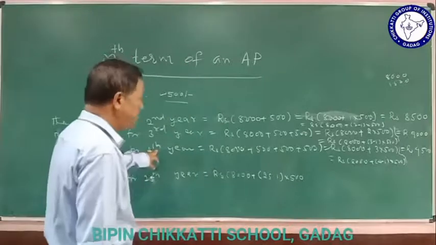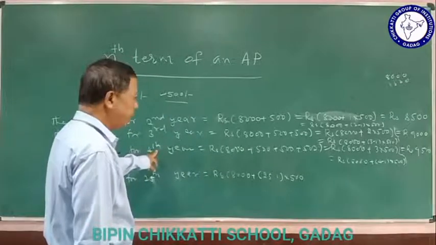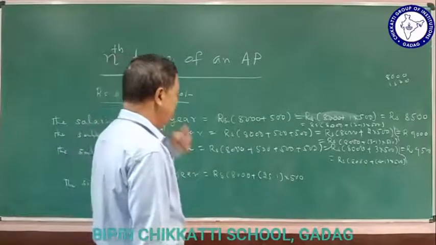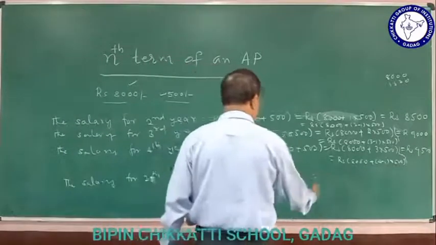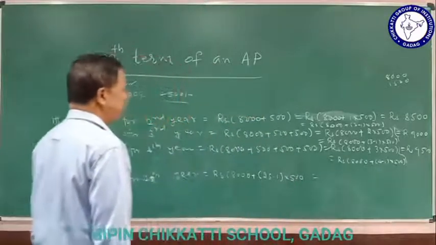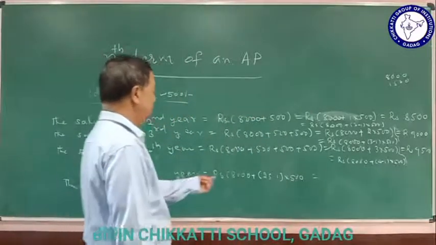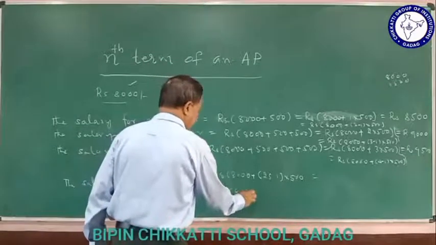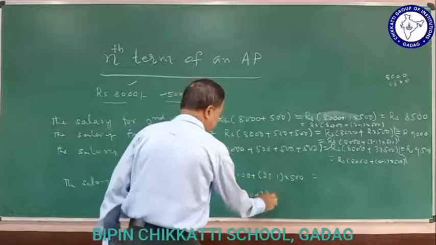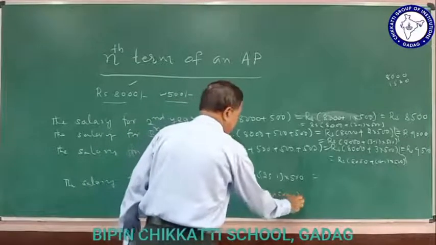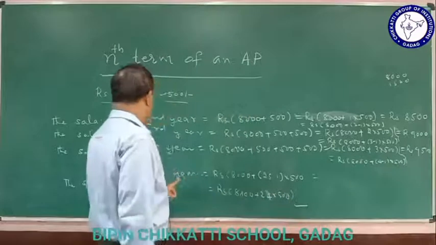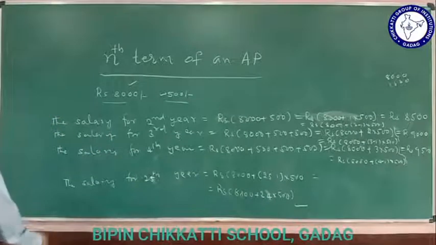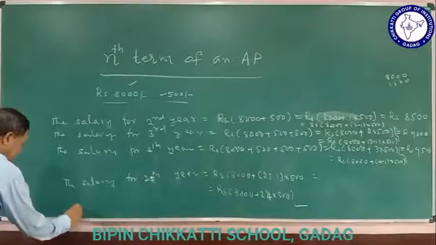Because when you see the fourth year, 4 minus 1, the fifth year, 5 minus 1, the 25th year, 25 minus 1, you have to calculate the salary, and accordingly you can see the result. What is 8000? So this is calculated as Rs 8000 plus 24 into 500. This is the salary for the 25th year.